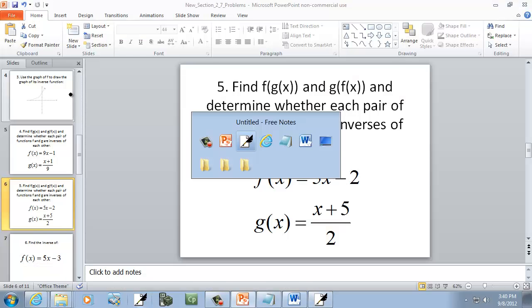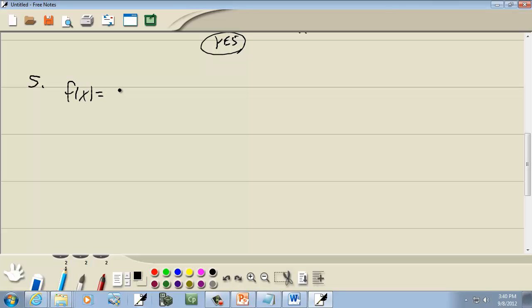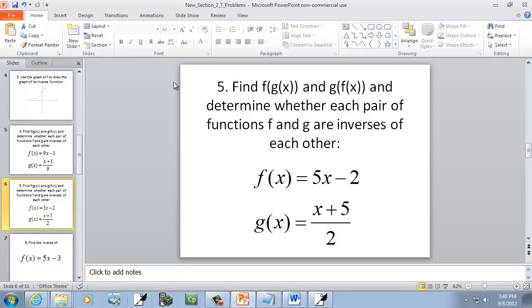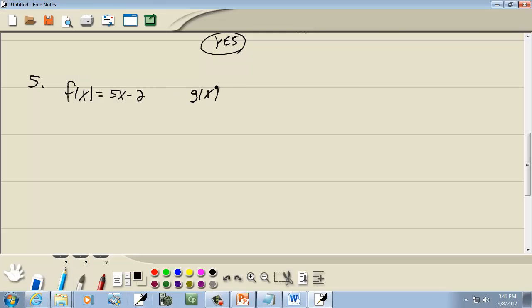Okay, so we got f of x is equal to 5x minus 2, and g of x is equal to x plus 5 over 2. And the question is if they're inverses of each other. So again, I'll find a composition going both ways. Composition of f and g, which is f of g. So I'm going to take my f of x, and where my x is, I'll put in parentheses. And whatever's inside these parentheses, we're going to plug in here, which is g. But g is x plus 5 over 2.